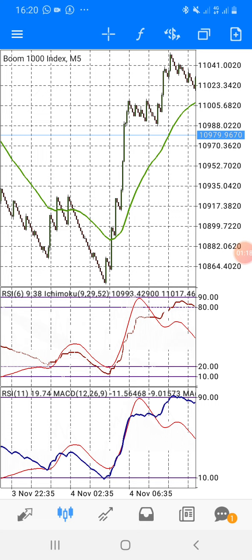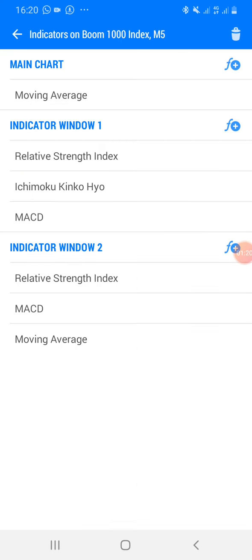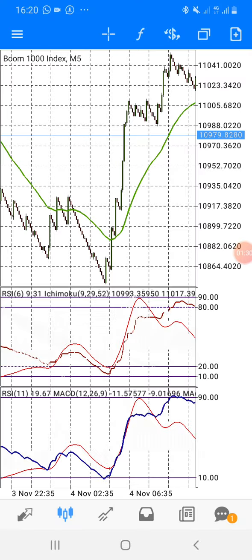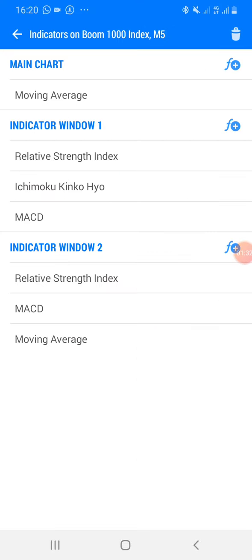The previous video has the settings that I'm going to be using. The only difference now is that we are adding something new: the exponential moving average with period 50. That's the only new thing. The Ichimoku, the relative strength index, and the MACD I already talked about in the previous video. Window 2 is the relative strength index.